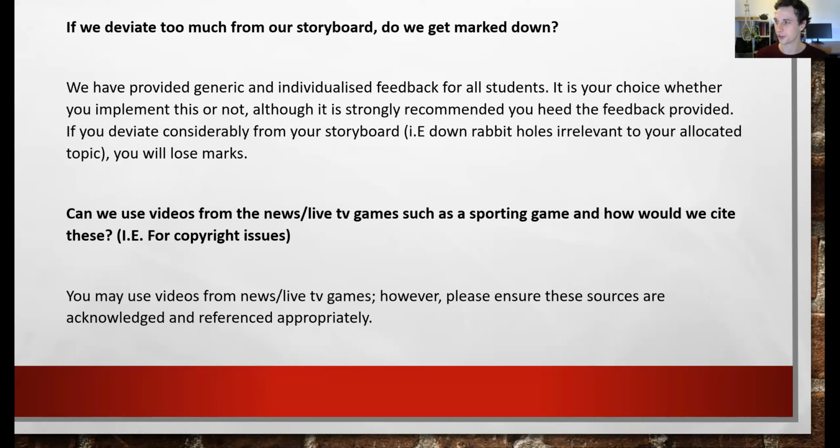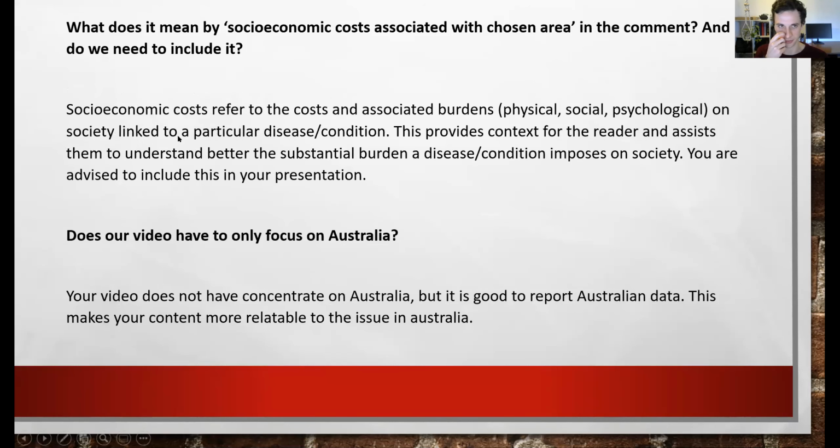Can we use videos from news? Yeah, we've talked about using other people's videos. What does it mean by socioeconomic costs associated with the chosen area in the comment? What is this related to? Essentially, it's just saying include a line or two about why you care about this condition, as I was saying before. So it's important to say this many people suffer from it. It might cost $4 billion per year in Australia. So it's a really big burden. So let's discuss the treatments or something.